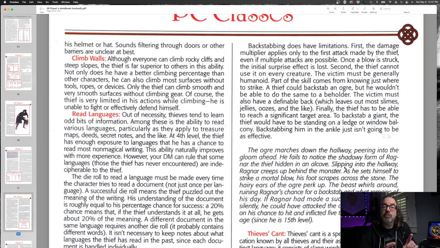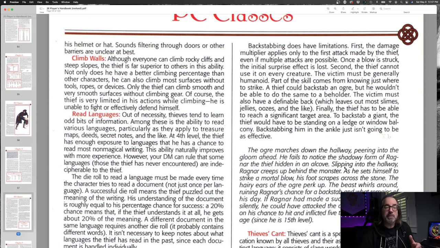Part of the skill comes from knowing just where to strike. This now might be the origin of the idea that it's a combat skill that the thief has, right? A thief could backstab an ogre, but he wouldn't be able to do the same with the beholder. Well, beholders have eyes, but anyway, a victim must also have a definable back, which leaves out most slimes, jellies, oozes, and the like. And finally, this is the part about the giant that I did kind of see.